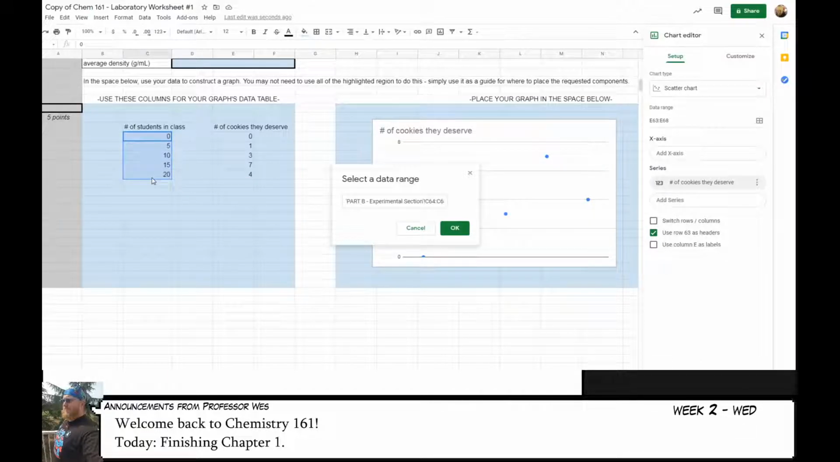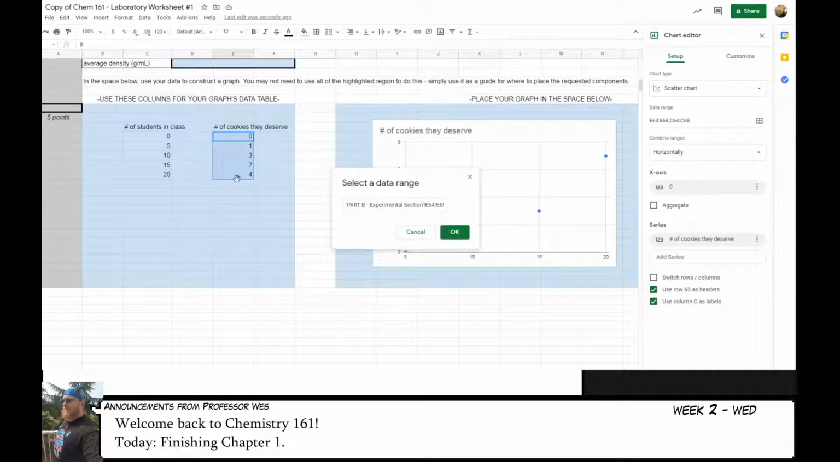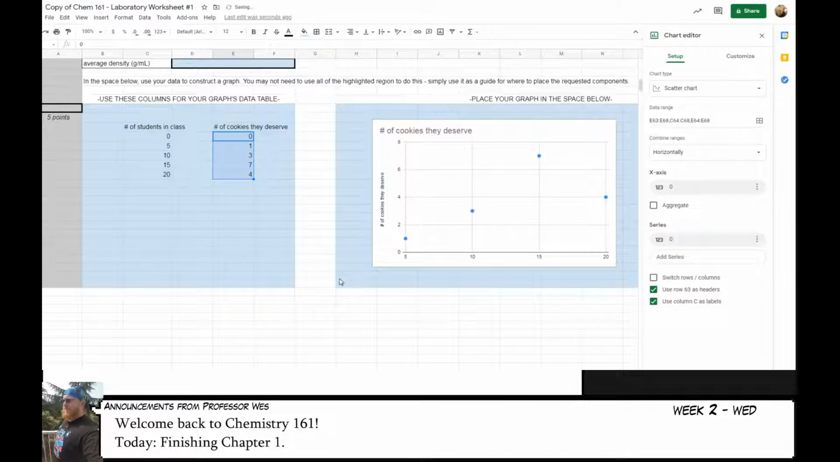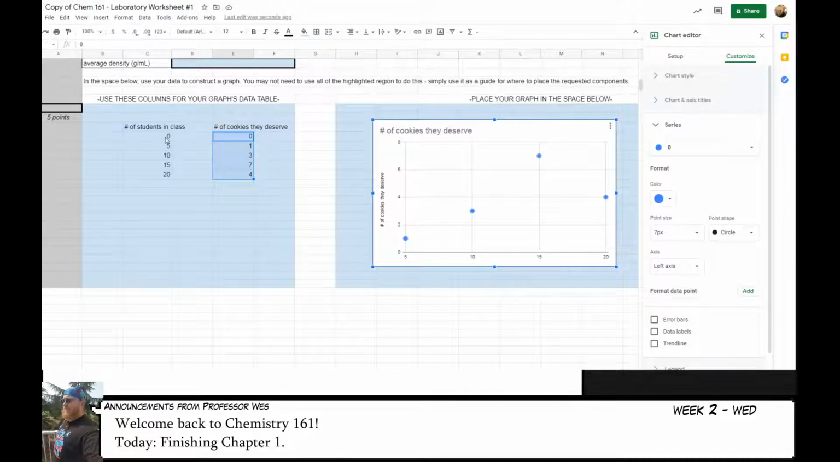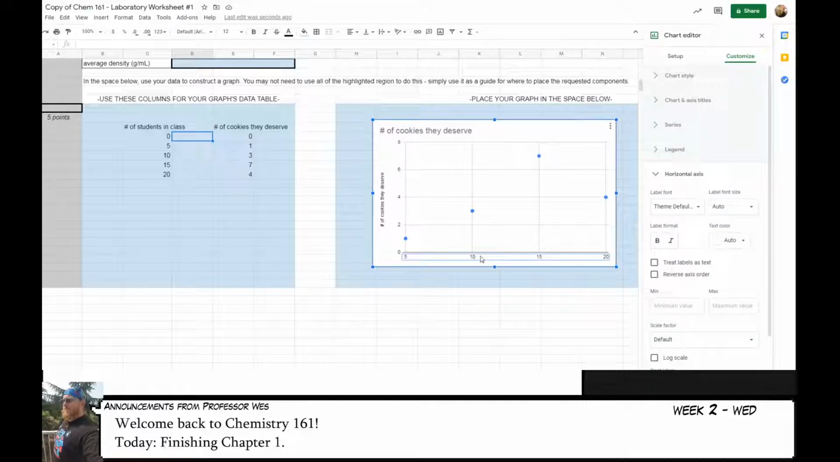I'm just going to select the numbers. There you go. And then for the y-axis, I want this data. And now my data is graphed correctly. Although I am noticing that my 0 wasn't included for some reason. So let me try and see if I can fix that.